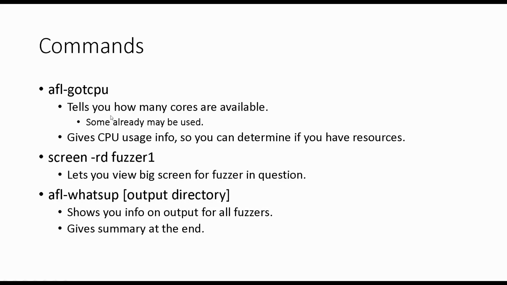So some other commands. We've got afl-gotcpu, which lets you know how many cores you have available. So maybe it's a machine that you rented online, or you're in a virtualized environment, and you're just not sure how many CPU cores are available, or even it's your home machine and you just don't know. That tells you the information, so you can see if you want to do parallel fuzzing and how many cores you can devote to that.